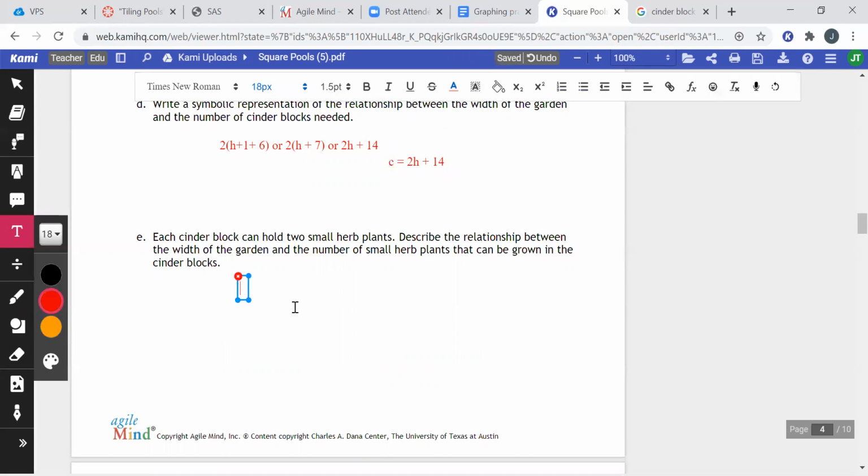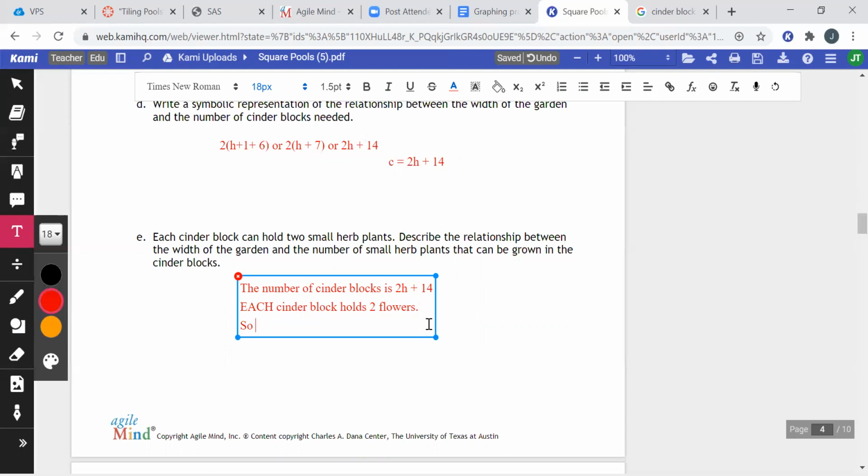Okay, down here. Now we know that the number of cinder blocks is 2 times the height plus 14, right? Each cinder block holds 2 flowers. So for every 1 cinder block, I can hold 2 flowers. So whatever this number is, what do I do to it to get the number of flowers? Think about that. And think about what you would write down.